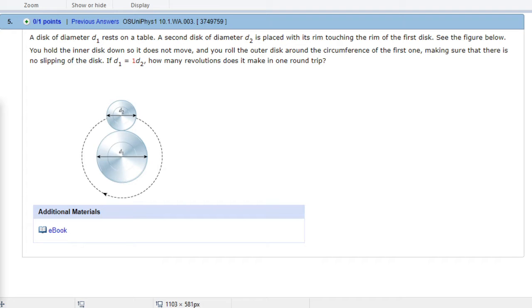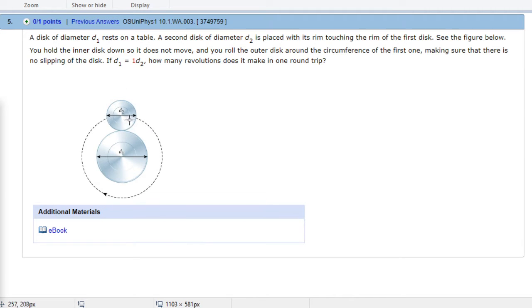So the problem is we have a disc with a diameter of 1 that rests on a table. A second disc, diameter 2, is placed at the rim touching the first disc as seen in this figure. We're going to hold this inner disc and rotate disc 2 around the outside of disc 1. We're told that the diameter of disc 1 is the same as the diameter of disc 2, just multiplied by 1. And we want to know how many revolutions disc 2 is going to make around the edge of this.